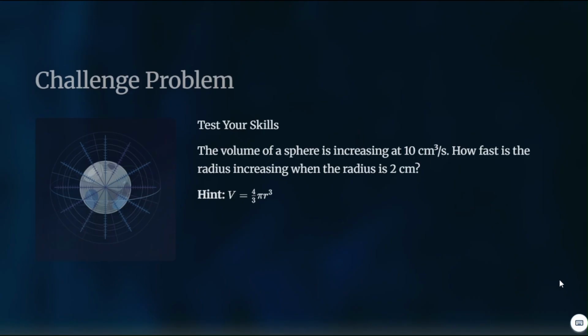Related rates problems are not about memorizing tricks. They are about identifying relationships, differentiating with respect to time, and solving for rates. If you follow the 5 steps, every related rates problem becomes manageable.